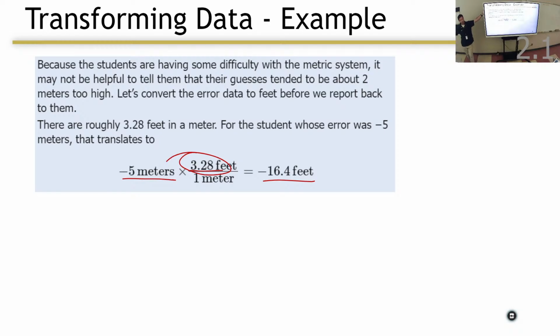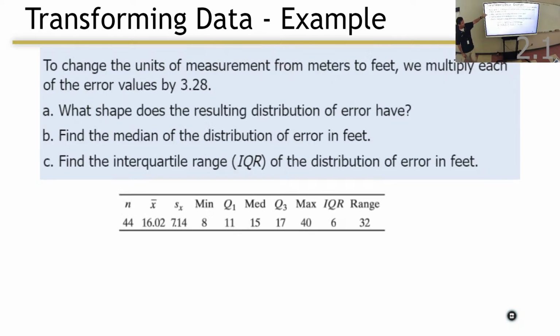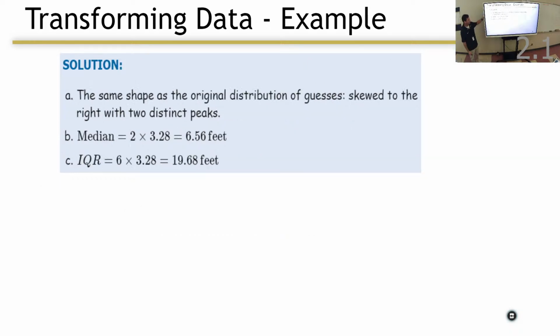So what's the multiplication going to do? Everything except the shape. What shape does the distribution have? The same, still skewed to the right. Find the median of this new distribution. I would take that median, 15, and multiply it by 3.28. And the IQR, which is 6, I'll multiply by that 3.28. So the shape will stay roughly the same. 2 times 3.28 is 6.56 feet, because we're now in feet. 19.68 feet.